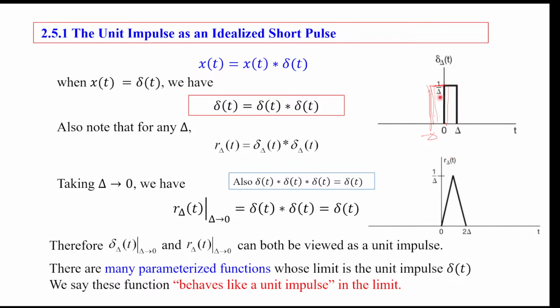And so we see that there are different functions that, when you take the limit of triangle going to 0, become a delta function. Actually, there are a lot of them. For example, you convolve this function with this rectangular function again, then it's also another narrowly shaped function, and it will go to the delta function when triangle goes to 0. So there are many parameterized functions where you take a limit and they become a delta function. We say those functions behave like a unit impulse in the limit.